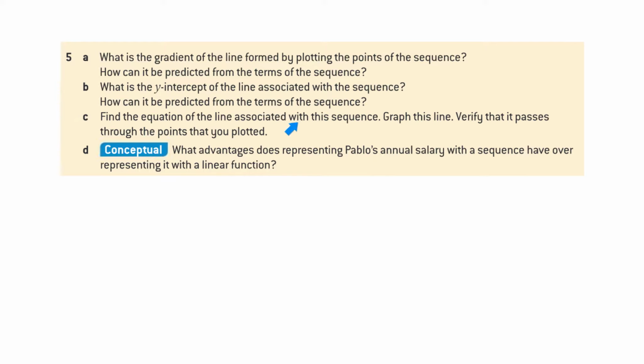C, find the equation of the line associated with this sequence. We can find that out because we know m is equal to 900, and we can work that out by putting y2 minus y1 over x2 minus x1 using 2 points that we have. For example, we've got 1 and 39,000, we've got 2 and 39,900. So we could get m, and that's 900. Then we could put it in y minus y1 equals m times x minus x1, and we could have an equation. Now that equation is going to give you a line similar to the one I plotted earlier in this video.